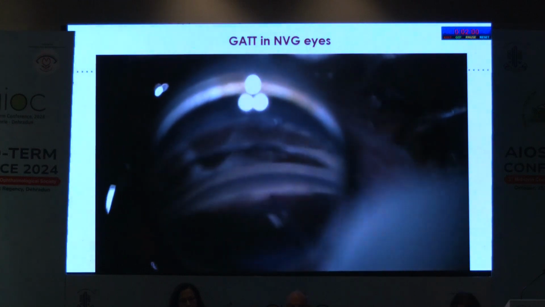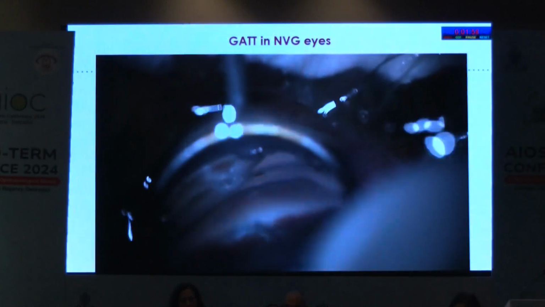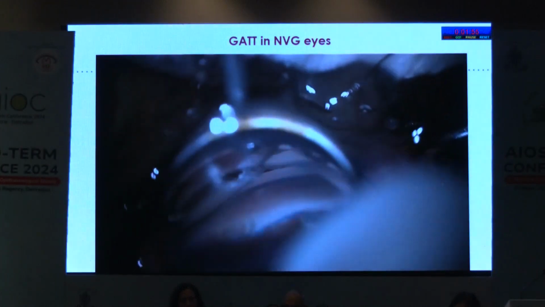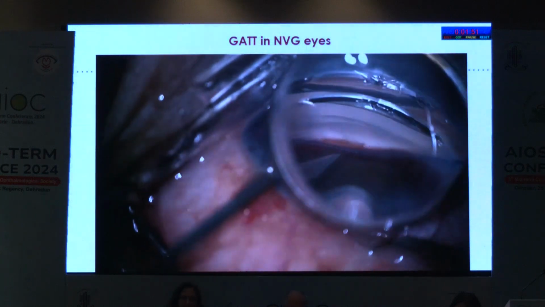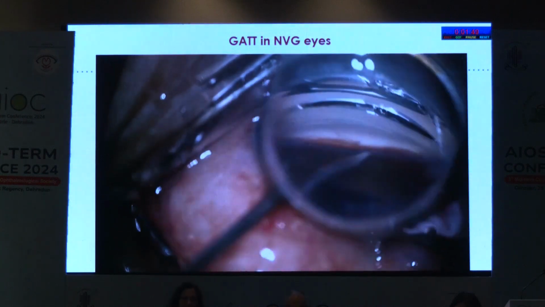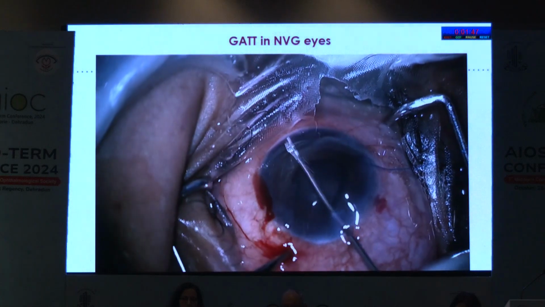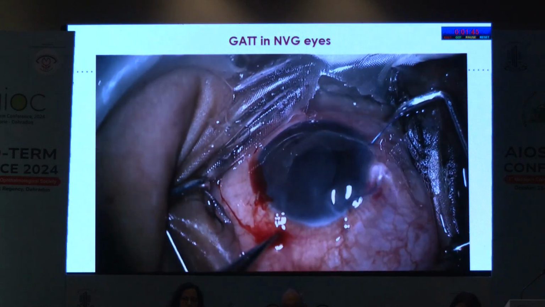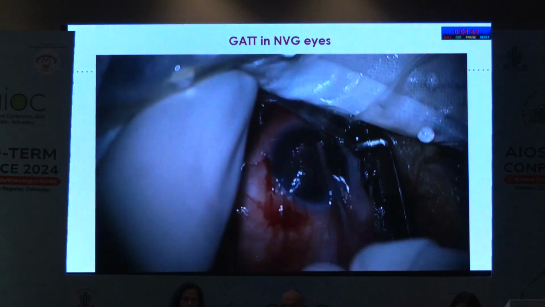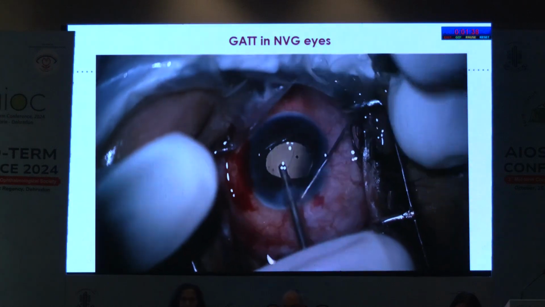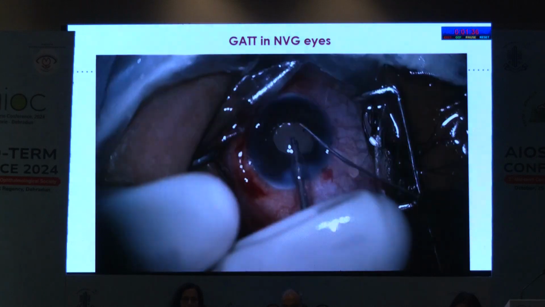And the IOP loading, once we are done with that, leads to the falling back of the iris automatically, and they have to be given pilocarpine for some time, and then they don't really go back again to form the synechiae. So in this case, 180-degree was done here, and then the surgery was closed.